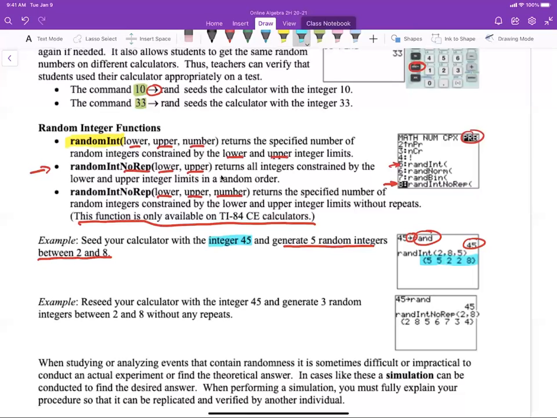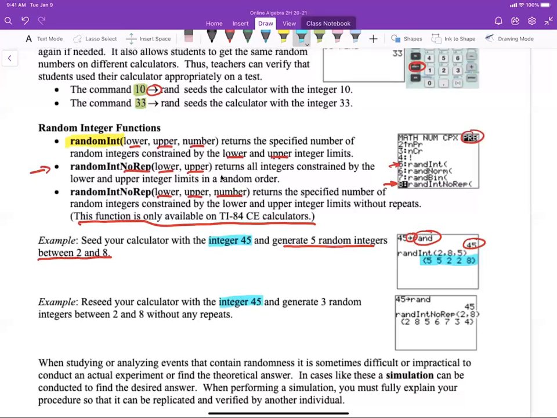Okay, now we're going to reseed our calculator. So we're going to hit 45, arrow, math, go over to probability, hit rand. I've reseeded it, and we are going to generate 3 random numbers between 2 and 8 without repeats. So we will hit math. We will go over to PRB, or probability, and then go down to rand integer no repeat. Our lower is 2, our upper is 8.